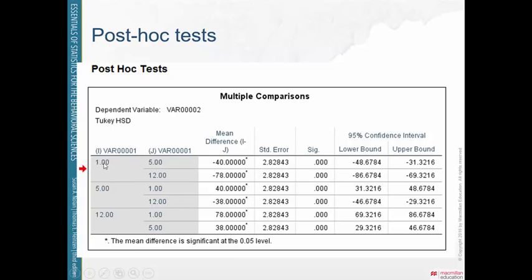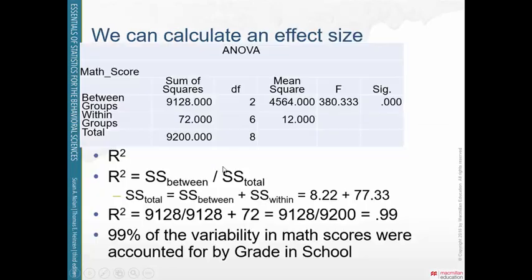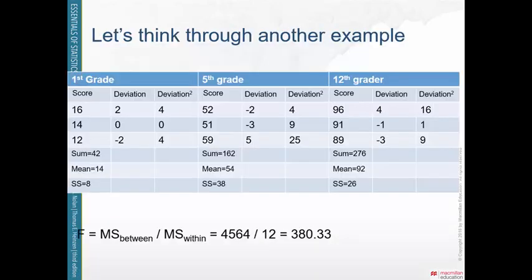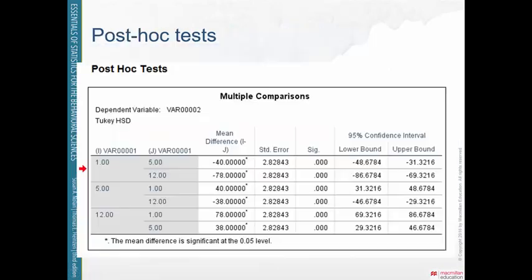This is comparing 1st graders to 5th graders. We'll just look at this top line. 1st graders compared to 5th graders. The difference between the two mean scores, the mean difference, is negative 40. And that's just taking the 1st grade mean, which is 14, minus the 5th grade mean, which is 54, and that gives you negative 40. So this is the mean difference. 1st graders scored 40 points below 5th graders on average.